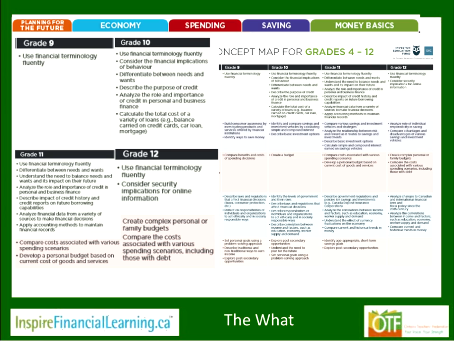So money basics is the top row, saving is the second row, spending in the middle, economy in blue, and that bottom one is planning for the future. And I have highlighted the money basics content there. So using financial terminologies in all 4 grades. And there's some other quite interesting things there. In grade 10, they're suggesting to differentiate between needs and wants.